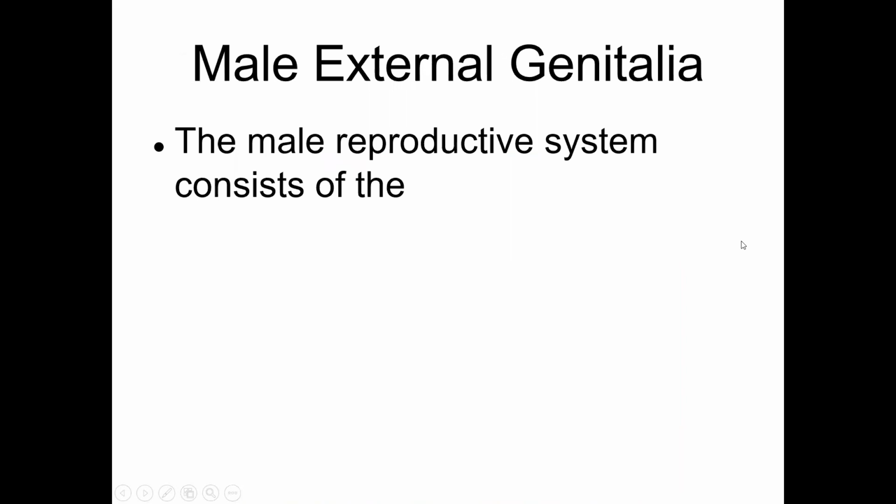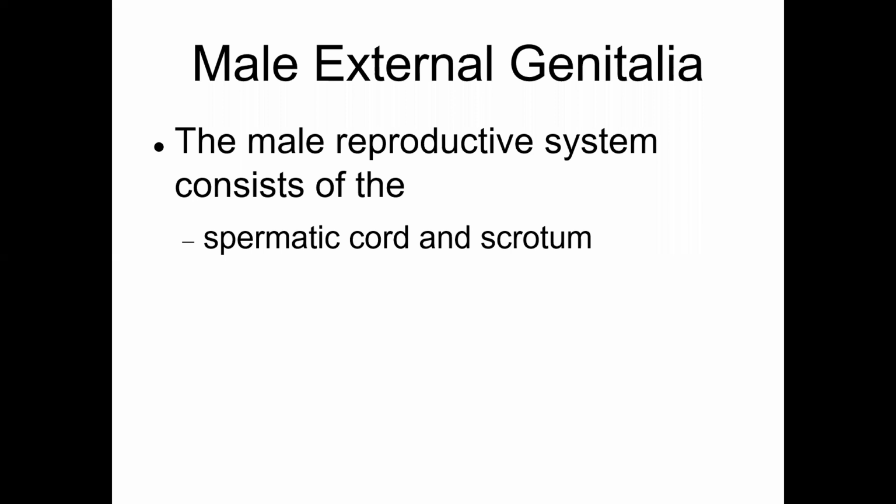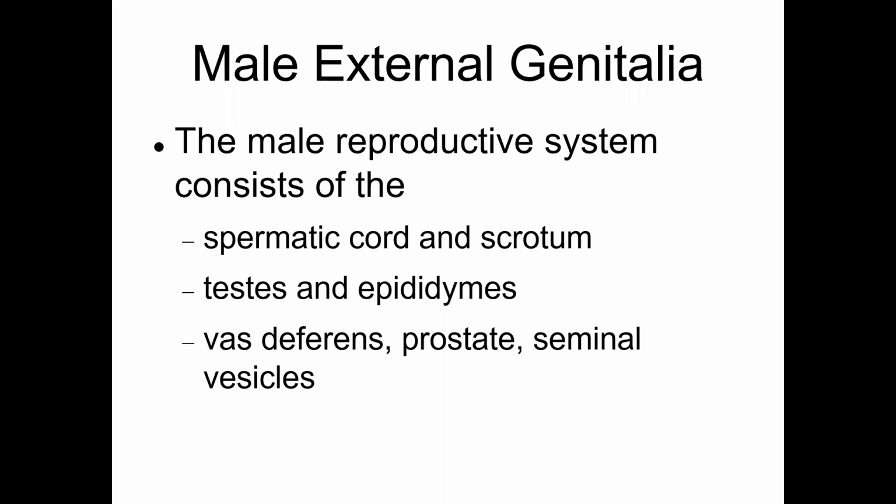The male reproductive system consists of the spermatic cord and the scrotum. This is a part of external genitalia. Testis and epididymis is a part of external genitalia. Only part of vas deferens is a part of external genitalia. Prostate and seminal vesicles is a part of internal genitalia. And penis is a part of external genitalia. So our focus will be today to study the spermatic cord, scrotum, testis, epididymis, and penis.